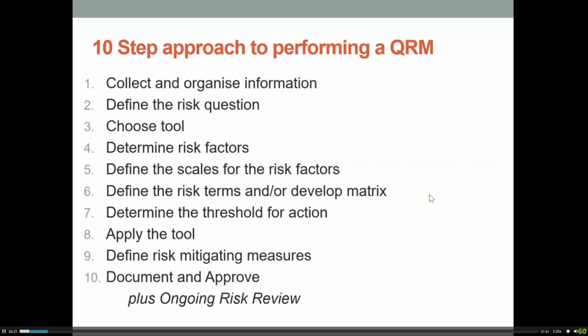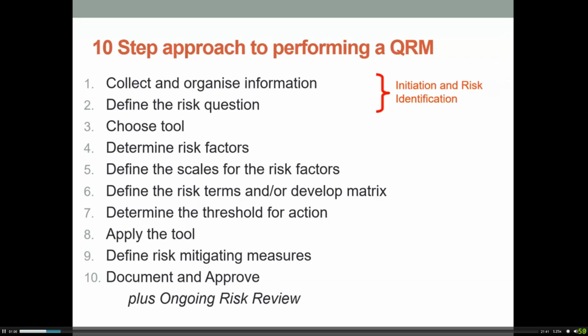So this is a 10-step approach to performing a QRM. It's what we discussed in our previous lesson with just a little bit more detail around it. So the first thing you will be doing is collecting and organizing your information. Then you will be defining the risk question, choosing a tool, determining the risk factors, define the scales for the risk factors, define the risk terms and/or develop a matrix, determine the threshold for action, apply the tool, define what risk mitigating measures you will take, and document and approve your quality risk management. On top of this stands an ongoing risk review.